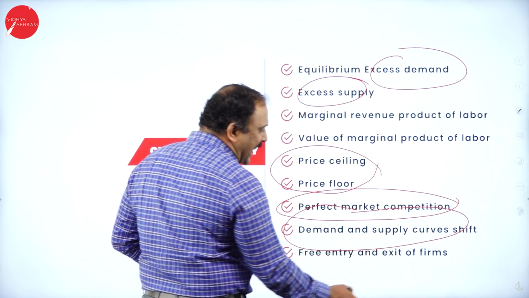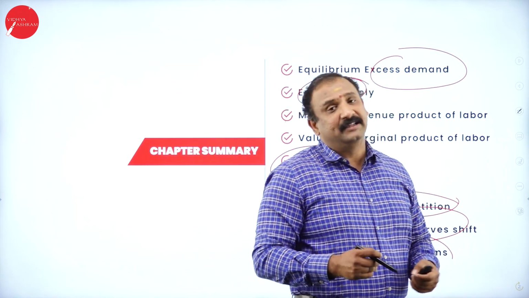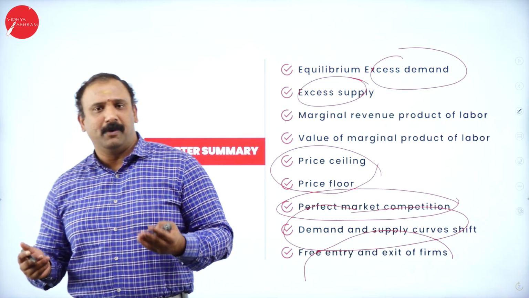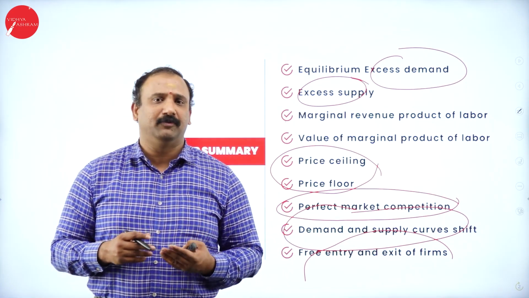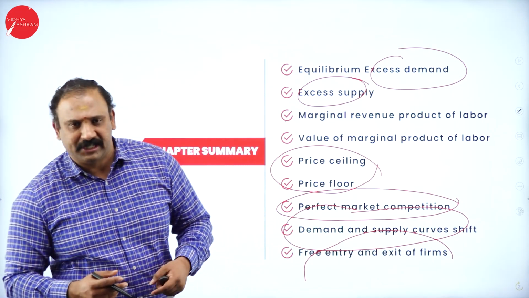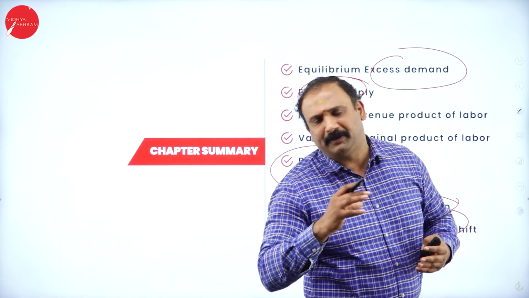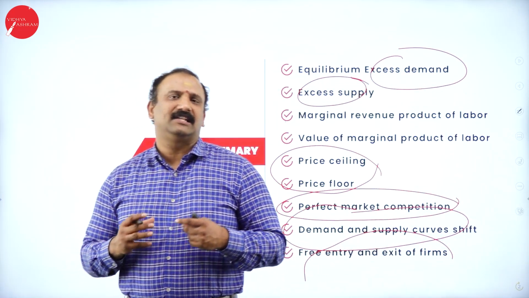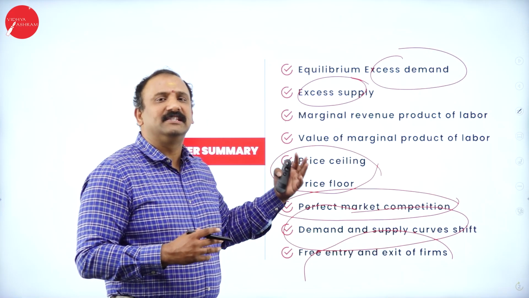Followed by free entry and exit of firms, which means that in a perfect market, we believe that there are no barriers for a firm to come in and go out. The market is open. The moment you find that there is a chance to enter the market, you are welcome. And the day you feel that you cannot sustain, there are too many people already there and the competition is heating up, you have the right to just walk out of the market. On the whole, this chapter is quite interesting, as there are so many new terms and terminologies where we are speaking about these concepts.